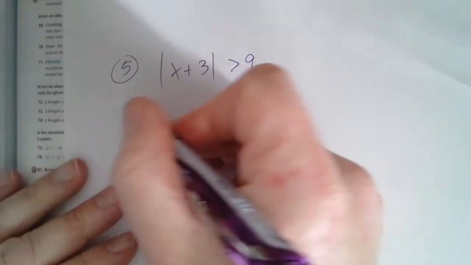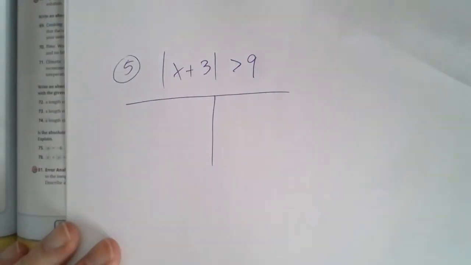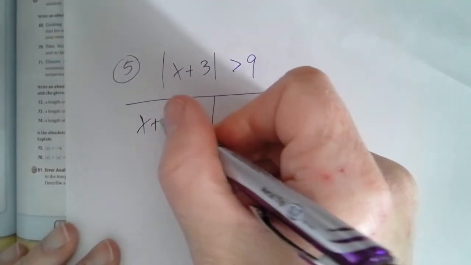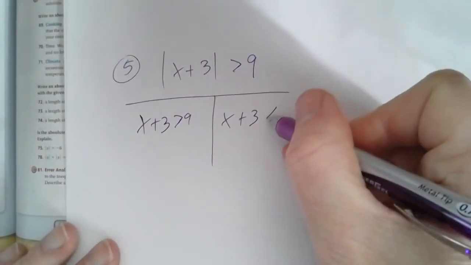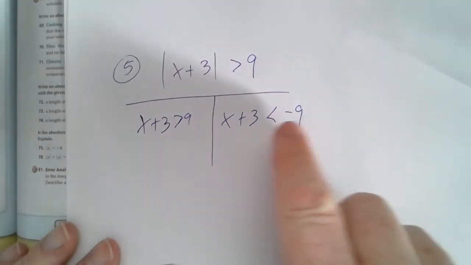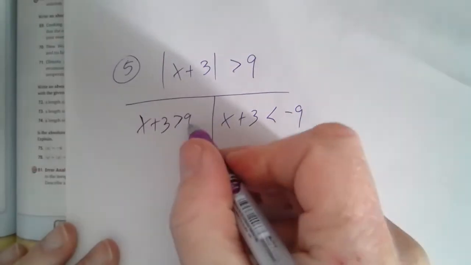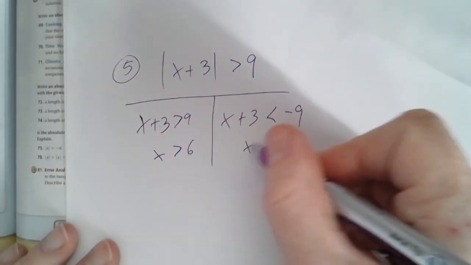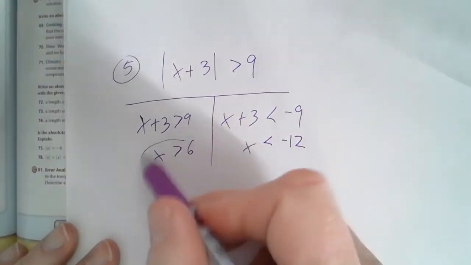All right. So this one here, you do it the same way, but the sign is flipped. It's going to make it an or instead of an and. All right. So we're going to do x plus 3 is greater than 9. X plus 3 is less than negative 9. Put the negative there. Flip the inequality around. Subtract 3 over, x is greater than 6. Subtract it over, x is less than negative 12. So we got 6 and negative 12.